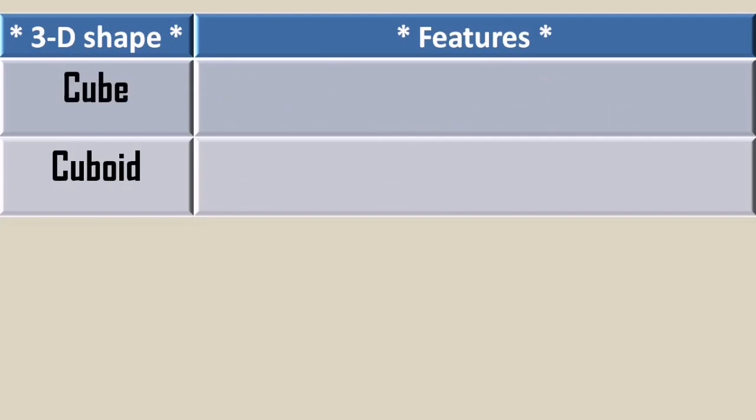Now let's try to understand the features of the cube and cuboid, that is quadrangular prism.